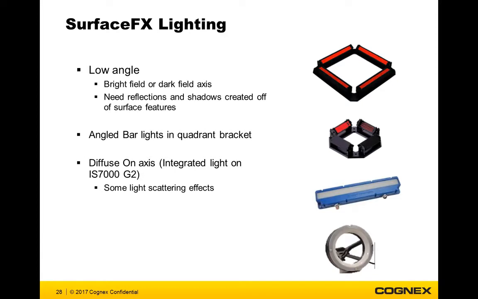What I'm talking about here is the integrated light on the 7000 Gen 2, which has some light scattering effects, and it does work really well in a limited field of view. So I think you have to be about 3 to 5 inches from the part, but your field of view is going to be tiny. But you can use it. And again, it gives you those low-angle effects that are going to hit the product or hit the feature that's either lower or raised from that surface and create those wonderful shadows and reflections that SurfaceFX needs.